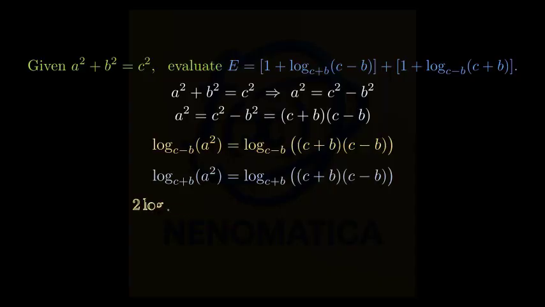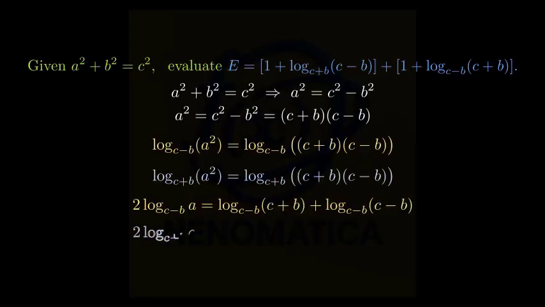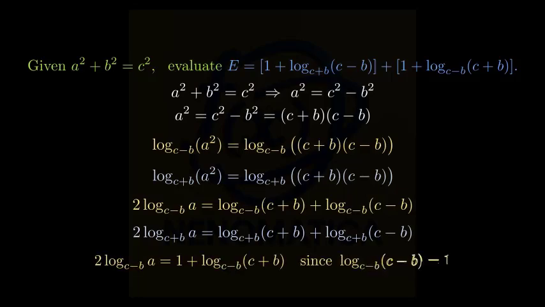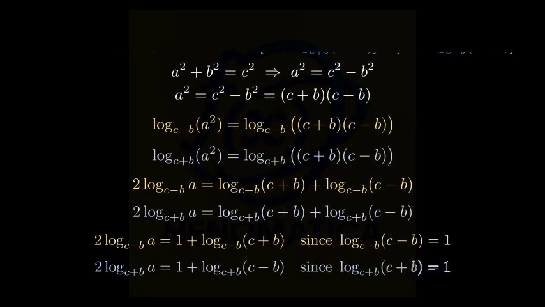Step 4. Apply the power rule. The log of a squared becomes 2 times the log of a. Apply the product rule on the right. The log of a product becomes the sum of the logs. Step 5. Evaluate the log of the base itself. Log base c minus b of c minus b equals 1, and log base c plus b of c plus b equals 1. That simplifies both equations nicely.